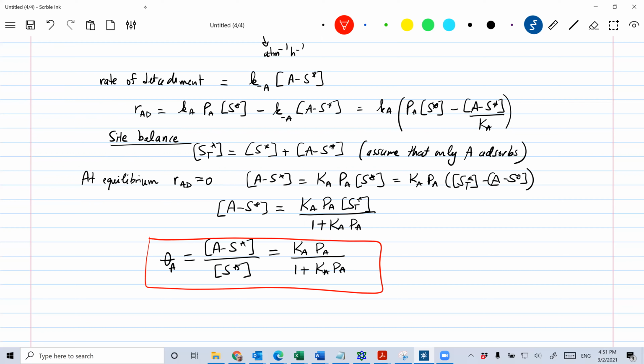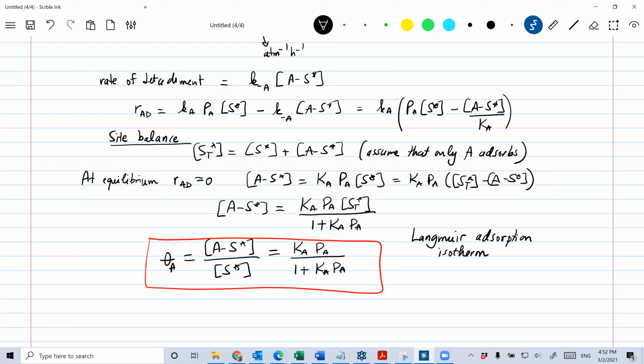it's sometimes simplified as theta A, and this is called the adsorption isotherm. So the Langmuir adsorption isotherm.